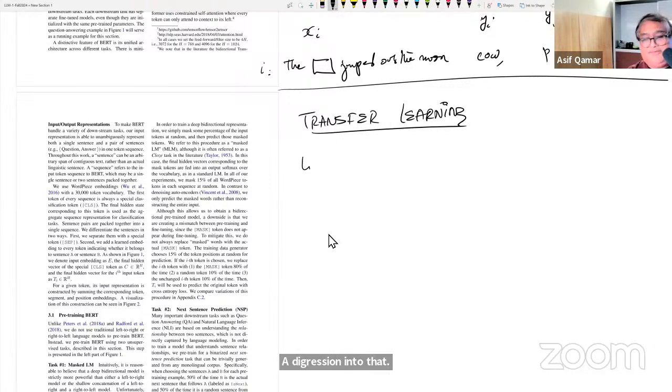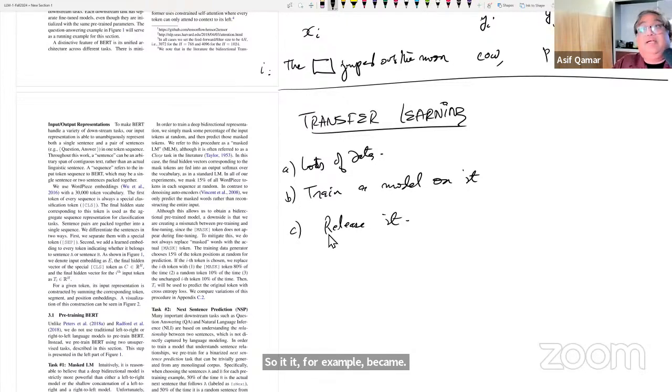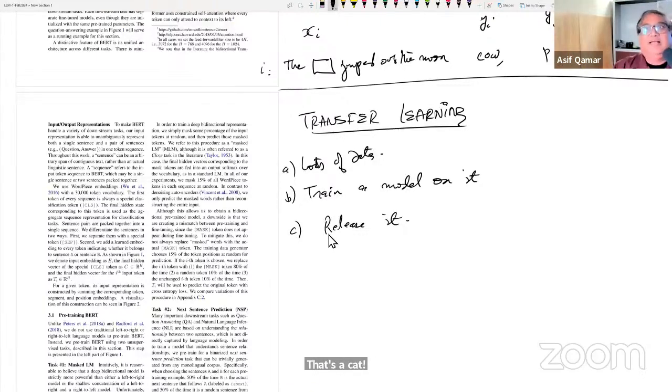So you would take lots of data, train a model on it, right? And release it. For example, an image model became very good at looking at a picture and saying, this is a house, that's a cat, right? And that's a giraffe, things like that.